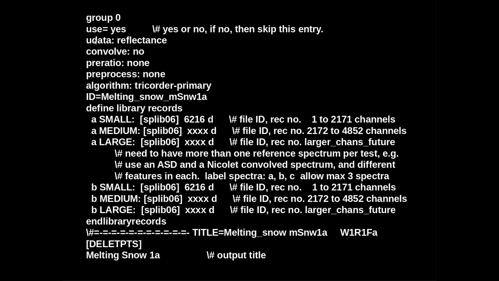The unknown data are in reflectance. So in theory, which we haven't implemented because we haven't needed to, this could be emittance, and we could have all the reference spectra for that in emittance. That shouldn't be hard to turn on, but it currently hasn't been tested.